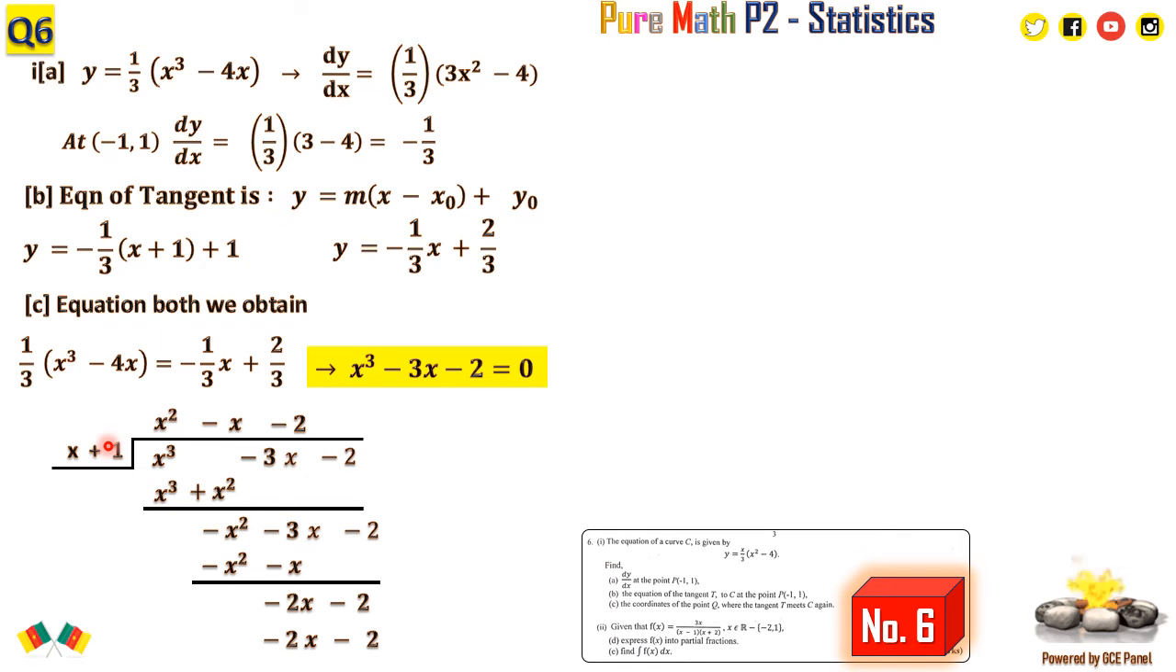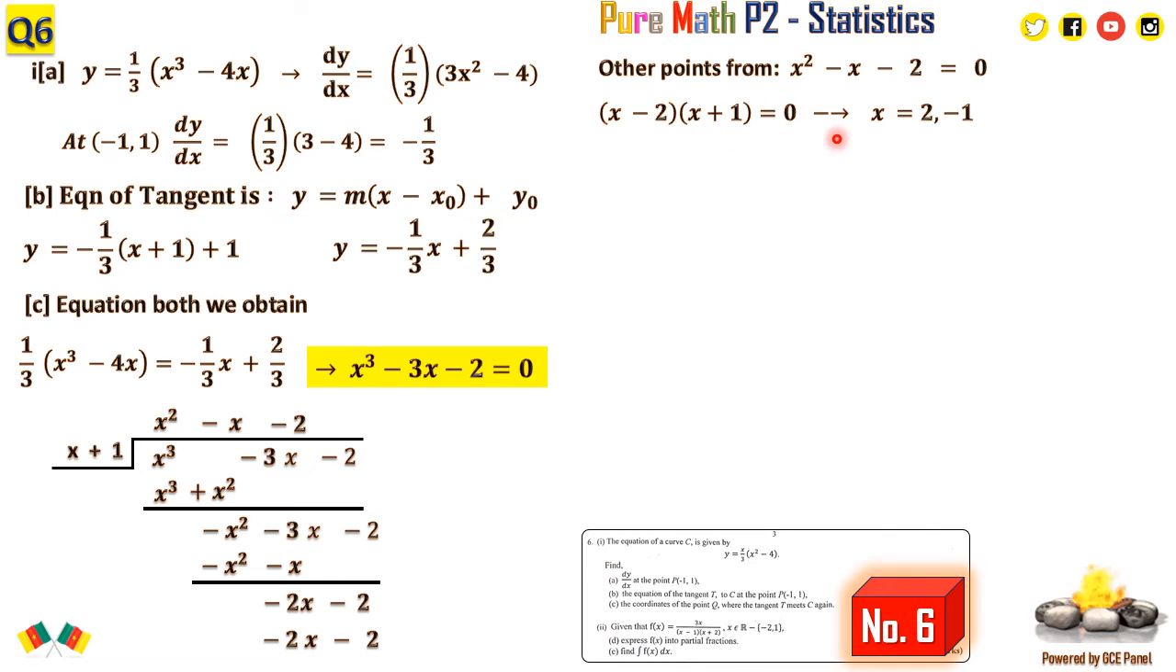Now, how do we find the other value of x where the curve intersects with the tangent? We just need to equate this quotient to 0 and solve for x. So the other points can be obtained from x squared minus x minus 2 equals 0. We can factorize this quadratic. That is (x minus 2)(x plus 1) equals 0. And from here, x equals 2, or x equals -1. Aha! One of the values, x equals -1, reaffirms what we used before, that x equals -1 was one of the roots.